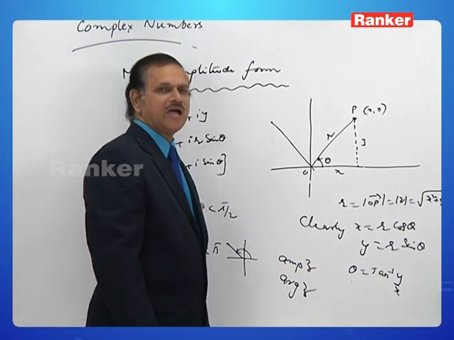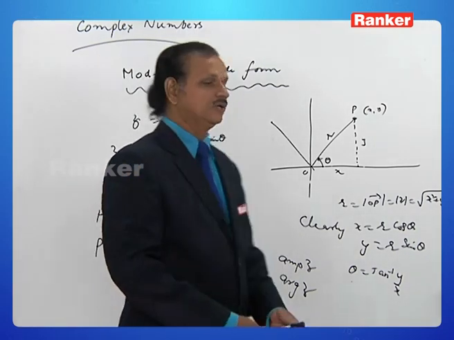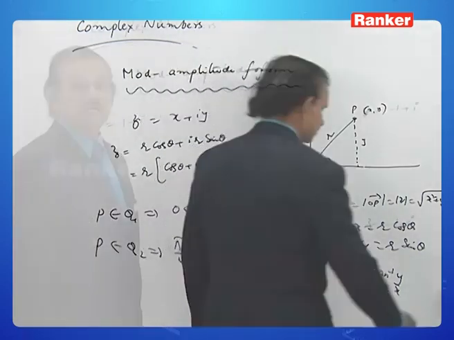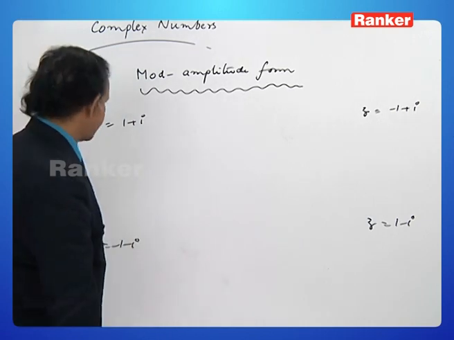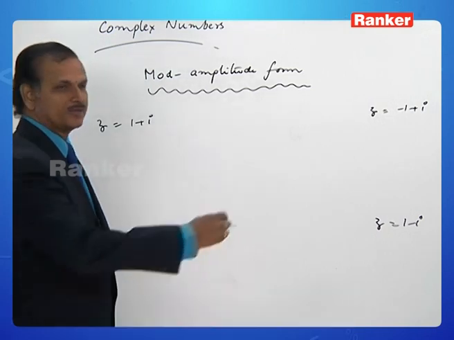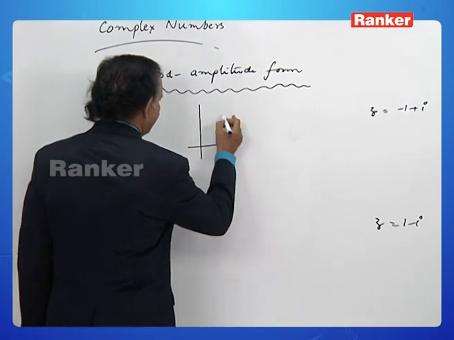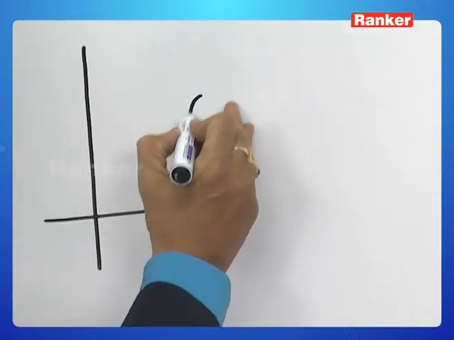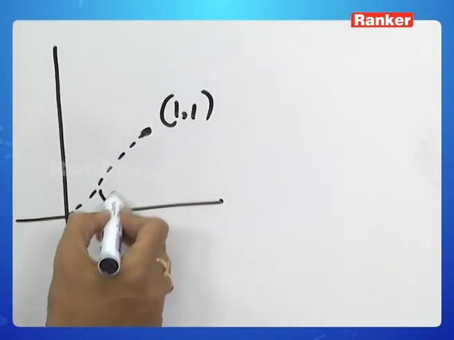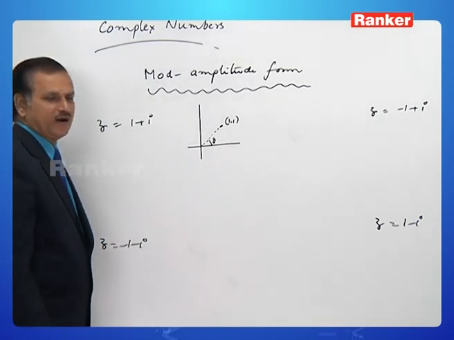What is the standard amplitude? What is the difference between standard amplitude and general amplitude? It will be made clear by means of some numerical examples. Let us observe 4 complex numbers at a time. The first complex number is z is equal to 1 plus i. If you note it on the Argand plane, what is the point corresponding to the complex number? It is 1, 1. What is the amplitude? The point 1, 1 lies in the first quadrant.